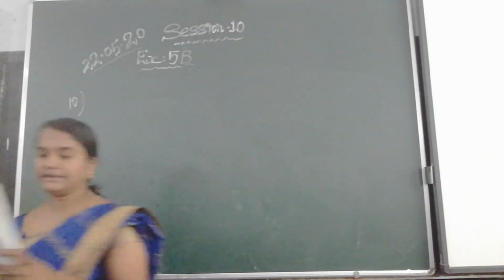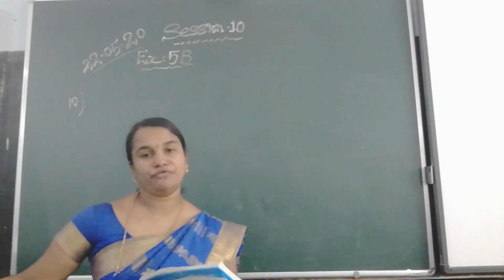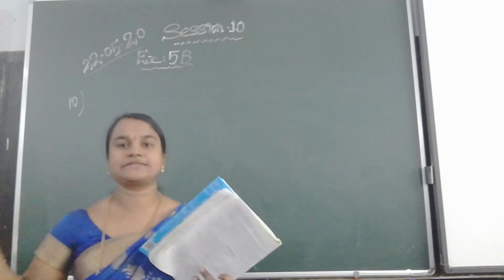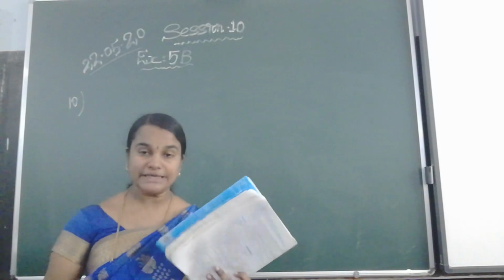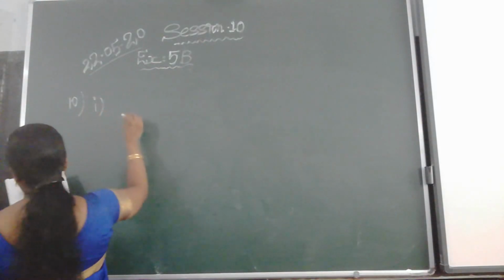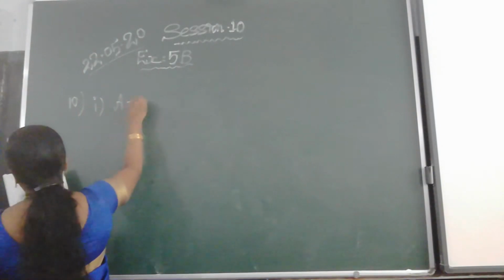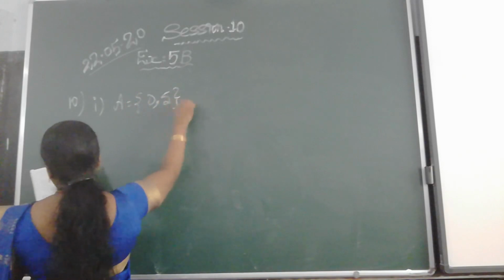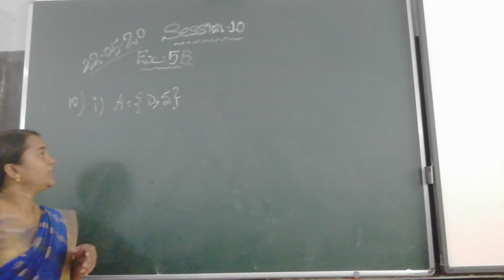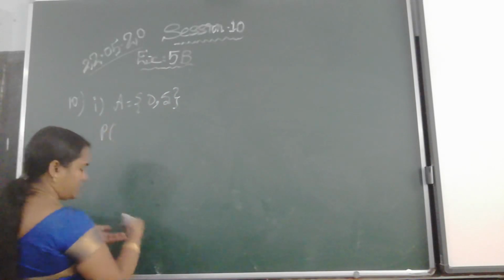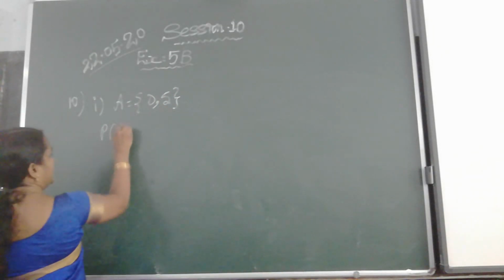Question number 10. Find the power set of each of the following sets. First you have to find out the subsets, then only one extra bracket we have to give. Very easy. Now first one is A equals 0 and 5. If it is power set, that means P(A), we have to write.